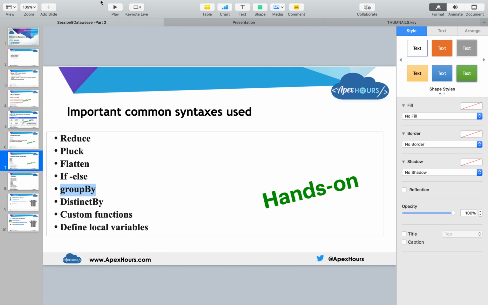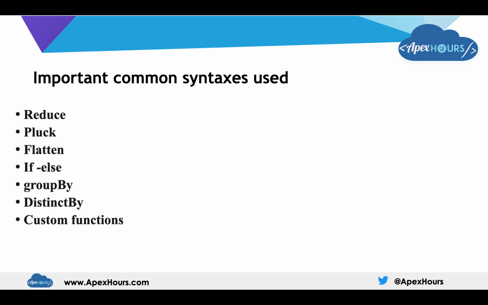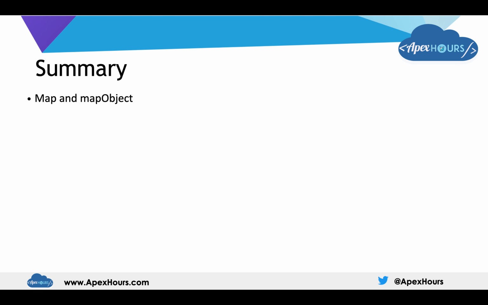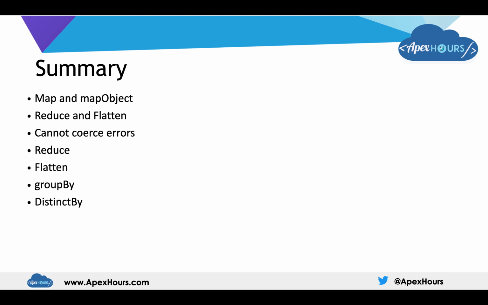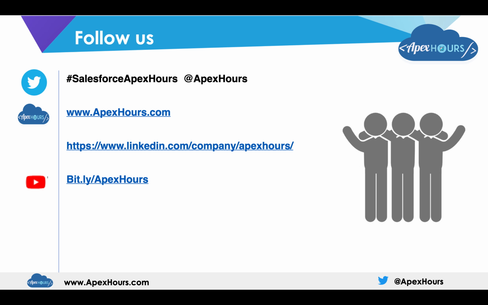So folks, what all we have covered is, we have discussed map. All these 3 sessions we have discussed what is DataWeave, then we discussed map, object, reduce, flatten, some errors, reduce function, flatten function, groupBy, distinctBy, custom functions, defining local variables. So with this we are going to end the DataWeave session. We covered 3 sessions for today, for this session, MuleSoft for Salesforce developers, but there is a lot to learn for DataWeave, but this is a very good start for you.